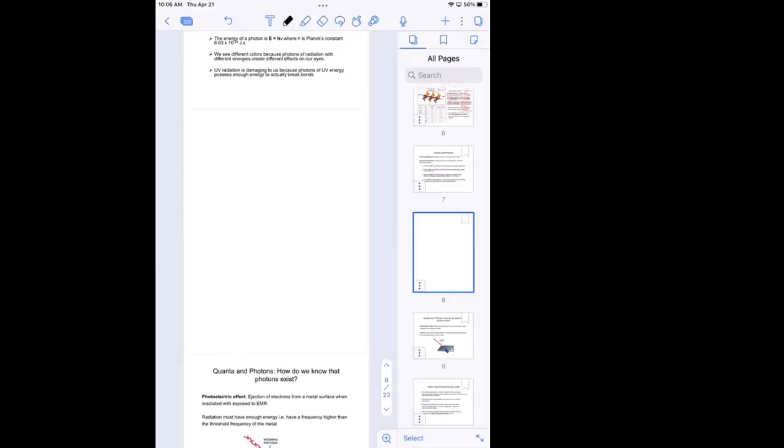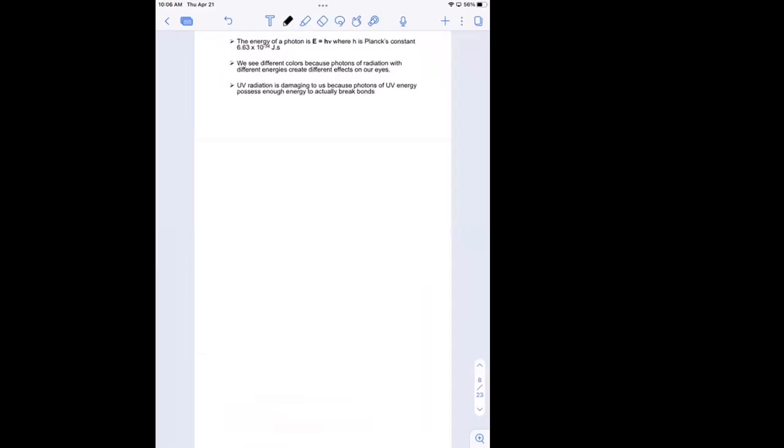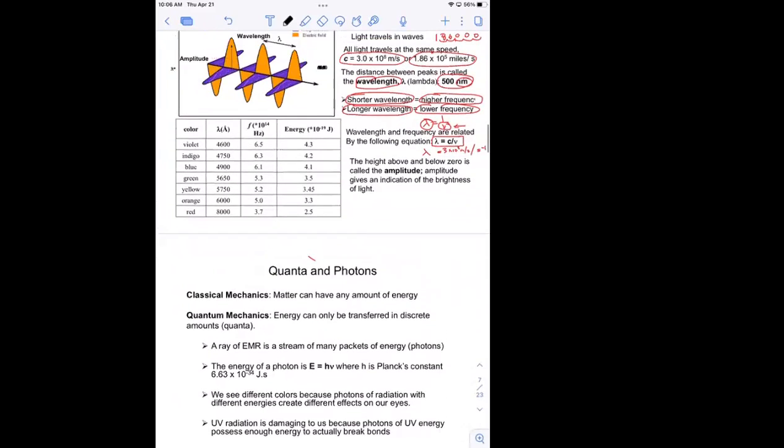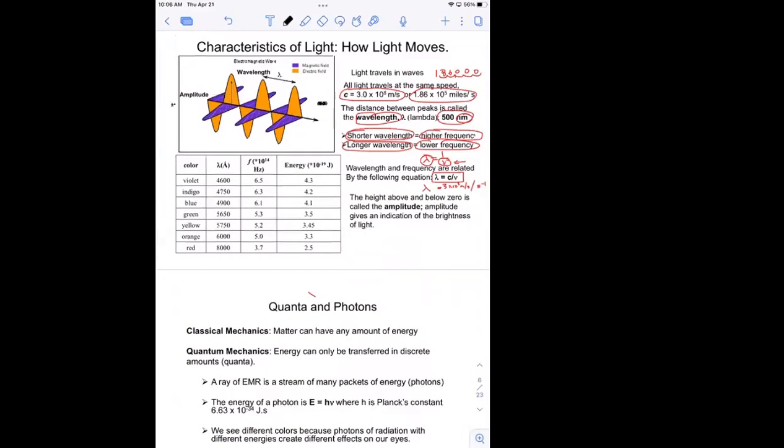All right. So we left off talking about light and frequency and wavelength. And one of the things we talked about was how the wavelength and the frequency are inversely proportional. I'm going to show that on the next page. We start talking about the energy of light and the energy of a photon.